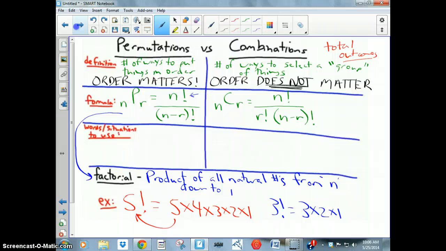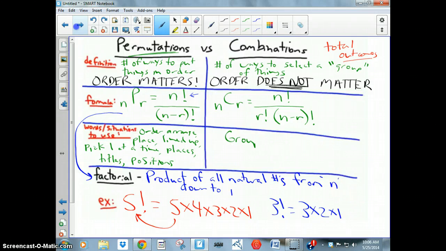Now, how do you tell the two situations apart when you're doing word problems? There are key words to use for permutation. If you see the word order, or the word arrange, or the word place, or the phrase lined up, or pick one at a time, or if you have places, titles, or positions, all these things in a word problem would indicate permutation.